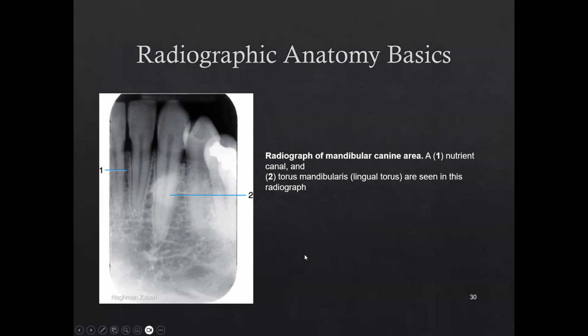over here. Another question could be asked: in upper anterior, lower anterior, upper posterior or lower posterior, in which radiograph do we see the nutrient canals more commonly? It is the lower anterior region.